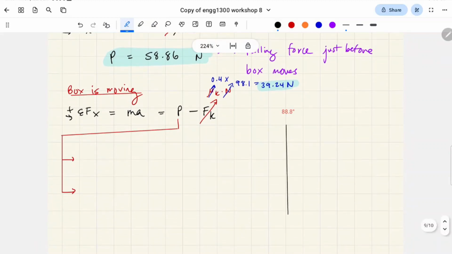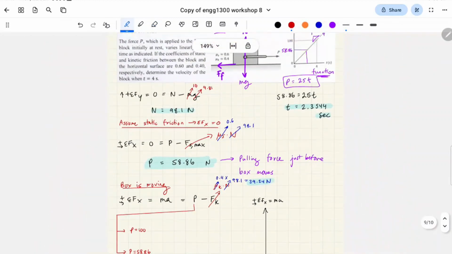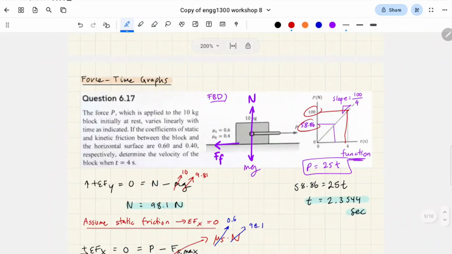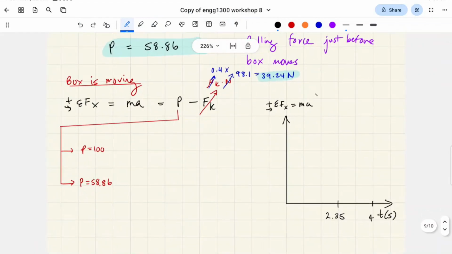I'm going to draw out the graph which I was talking about earlier. It's time in seconds, and here is our horizontal driving force. And we know 4 seconds, 2.35. These are our critical points in our graph. So P equals 100 is over here. P equals 58.86 is here. So I want to calculate how this translates over into our sum of the horizontal forces.